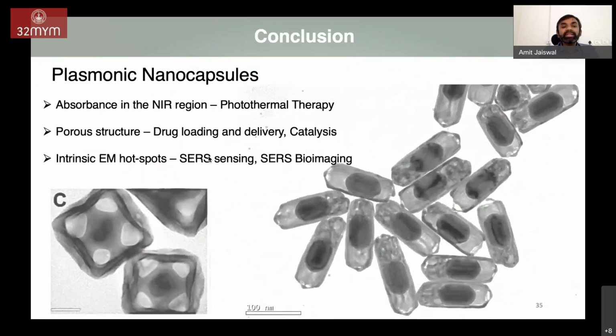So the summary is that we prepared some plasmonic rattle-like nanocapsules which have absorbance in the NIR range and which can suitably be used for photothermal therapy application. It has a porous structure which can be used for loading drug molecules, and the intrinsic electromagnetic hotspot present can be used for SERS sensing as well as SERS bioimaging application.